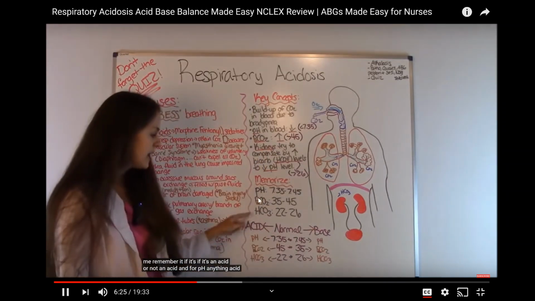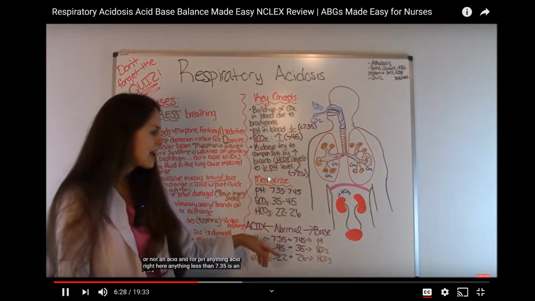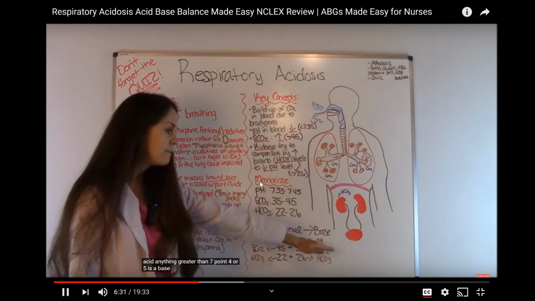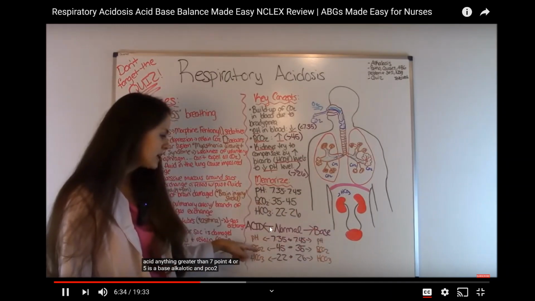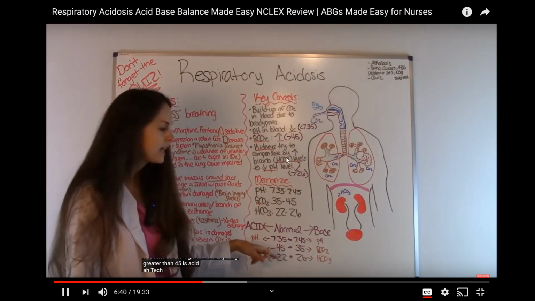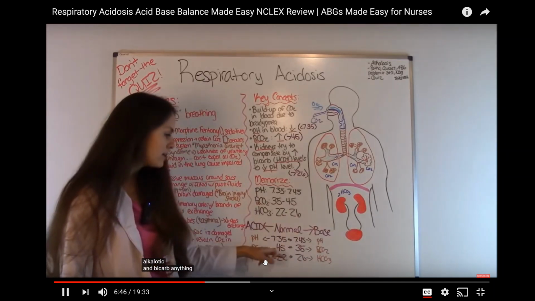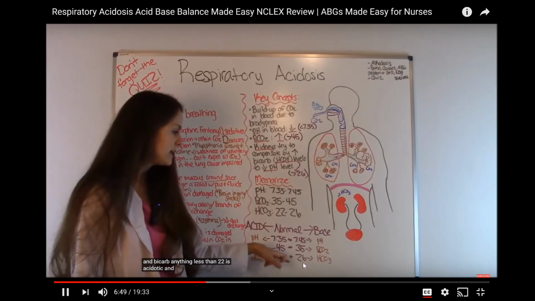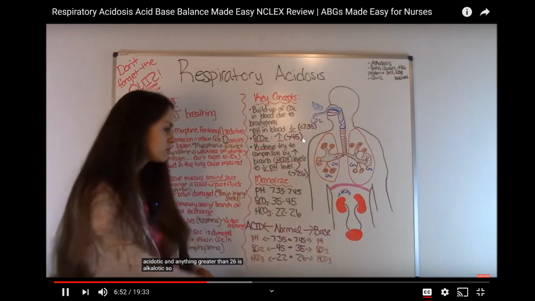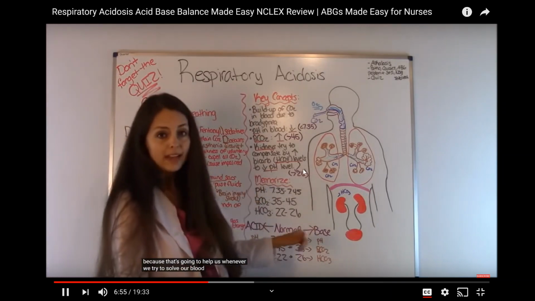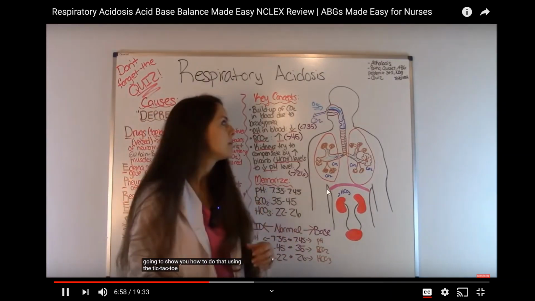And for pH, anything less than 7.35 is an acid. Anything greater than 7.45 is a base, alkalotic. And PaCO2 is the opposite. So the high number, anything greater than 45, is acidotic, and anything less than 35 is alkalotic. And bicarb, anything less than 22 is acidotic, and anything greater than 26 is alkalotic. So just try to remember that, because that's going to help us whenever we try to solve our blood gases, and I'm going to show you how to do that using the tic-tac-toe method.